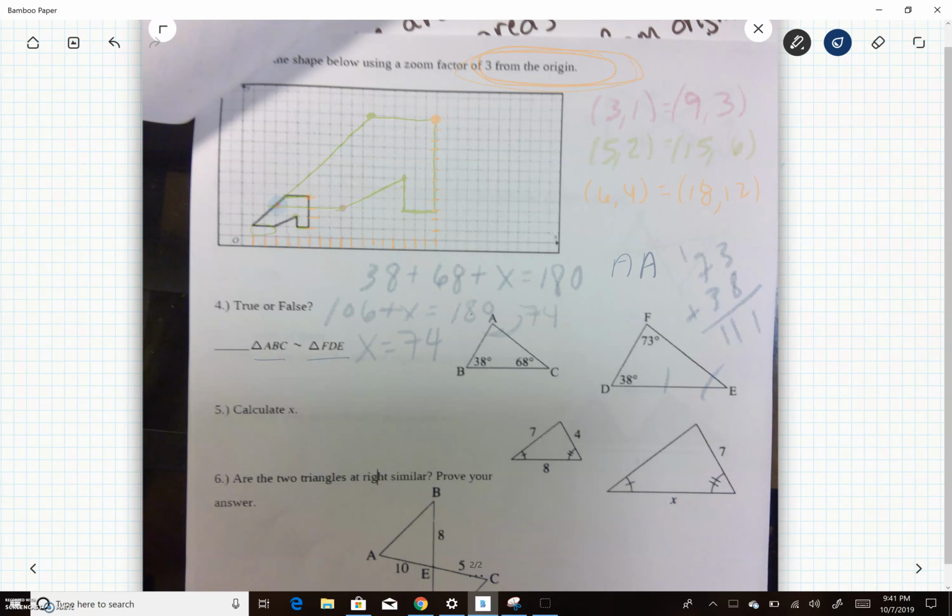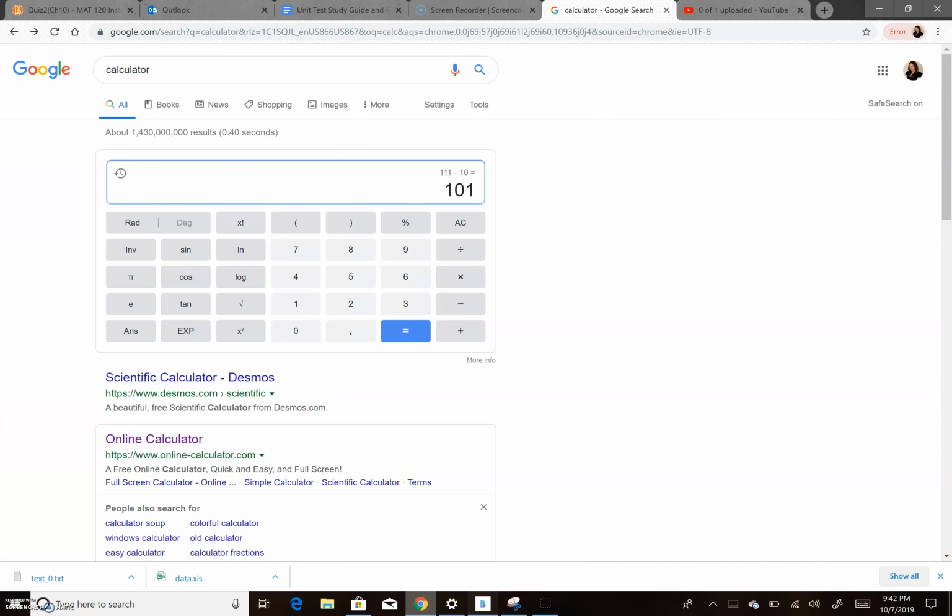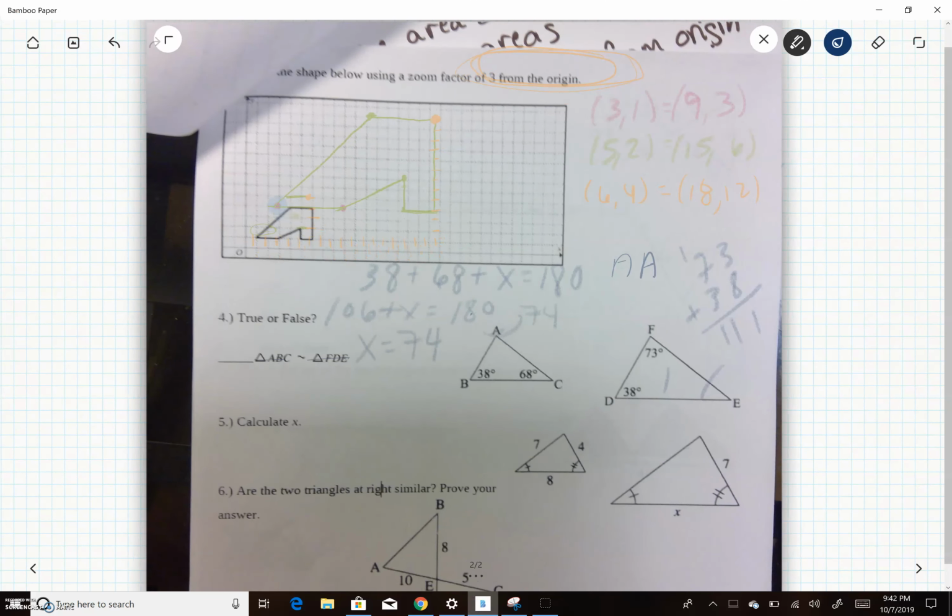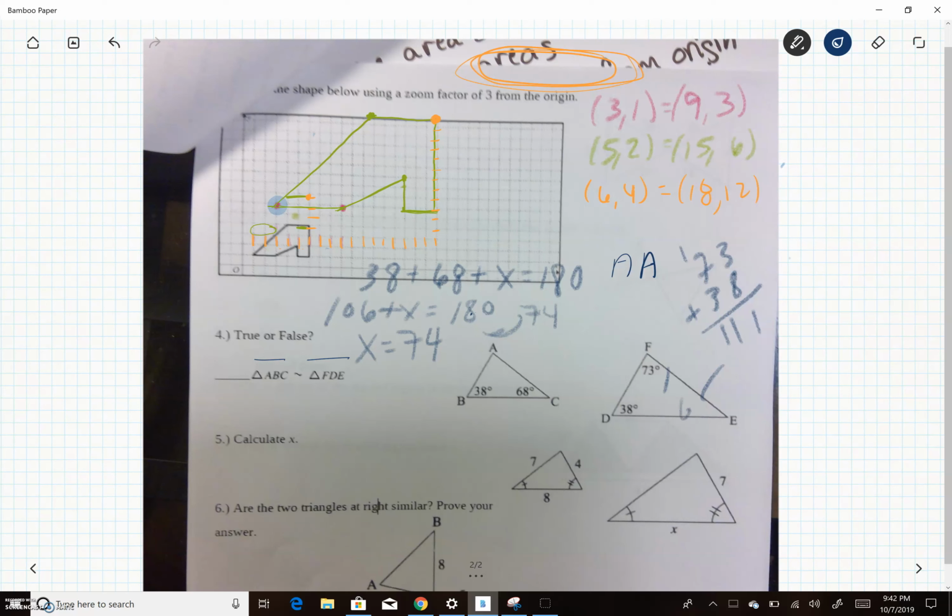Oh, that's not right. What did I do wrong, you guys? Did you catch me? Were you screaming at this computer screen? I just said minus 111. What I needed to have done is to have said 180 minus 111, which is 69. So this angle here is 69. This angle here was 74. So there are no 2 angles that are the same, so these triangles are not similar.